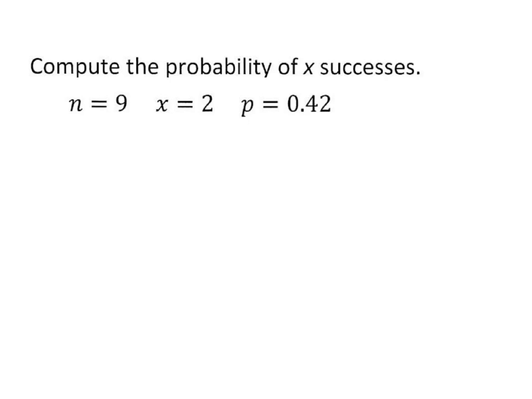Oh, 7. If there's 9 trials and 2 of them are successes, then I have 7 failures, I should say. All right, the only thing that I'm missing here for the formula is Q. I don't have the probability of failure. This is the probability of success, so I have to calculate the probability of failure.